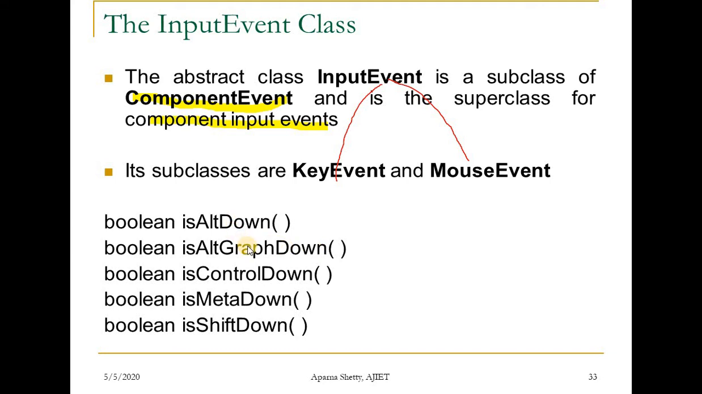It has the following methods: boolean isAltDown, boolean isAltGraphDown, boolean isControlDown, boolean isMetaDown, and finally boolean isShiftDown. These are the methods in the InputEvent class.